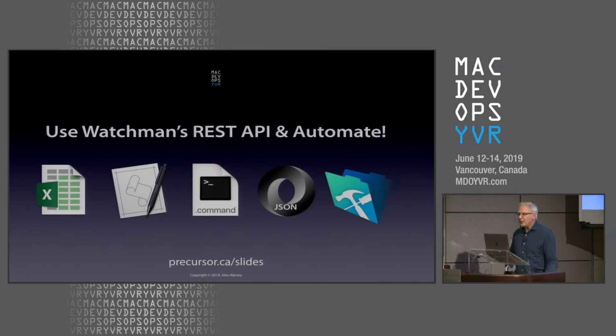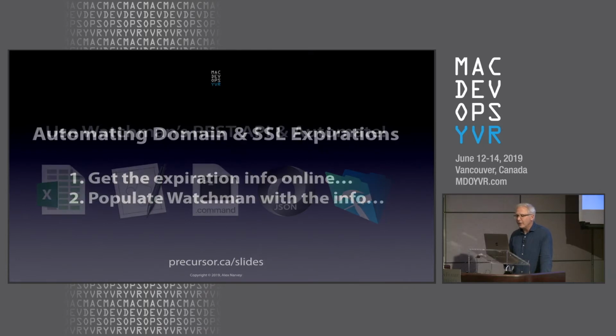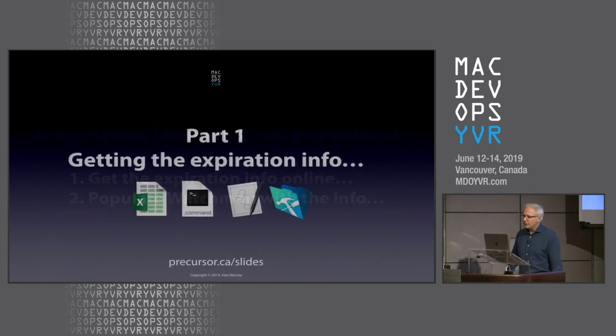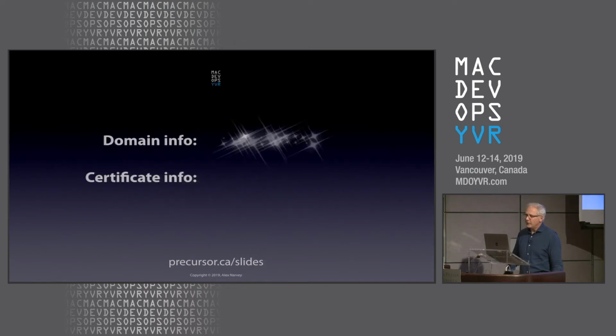So I decided to try and use some of the programming methods I've been exposed to here to automate this process. Step one would be to acquire the expiration info online, and step two would be to populate the info into Watchman all programmatically. So starting with step one, we get the expiration info. And fortunately, there are command line tools available to do this.